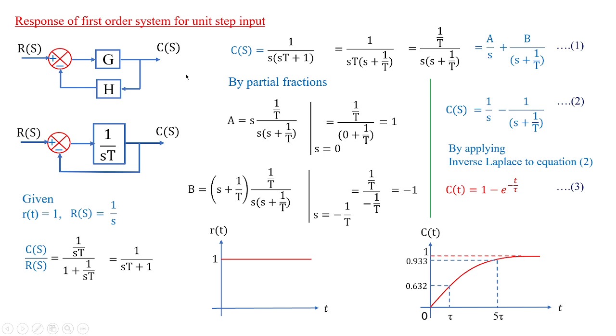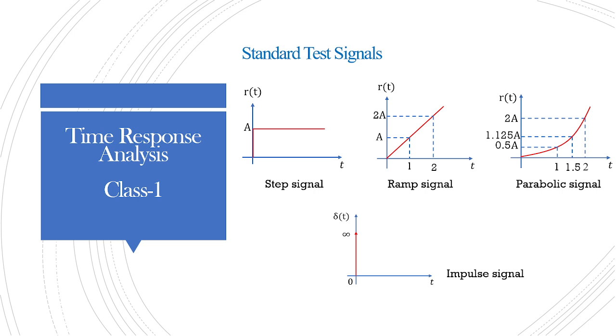So please try to employ unit ramp or parabola instead of R of s, and comment in the chat box what output you are going to get for C of t. So we are going to deal with this concept further in our coming classes.